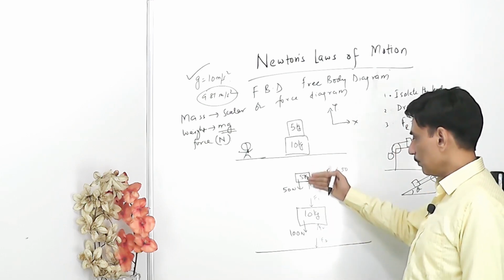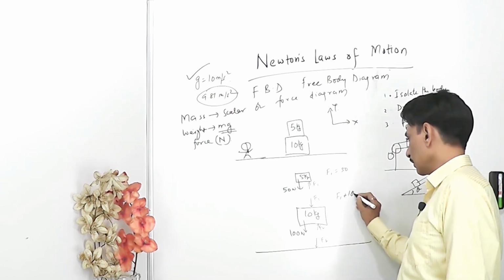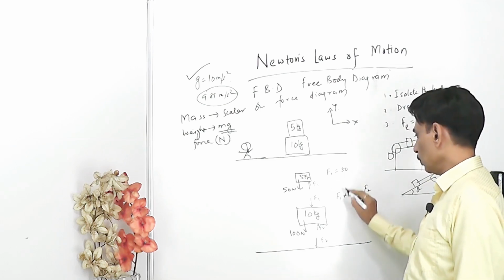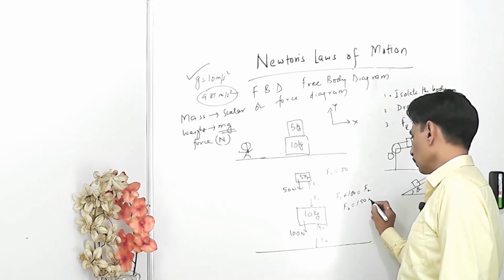This is neither going up nor going down. It means that the downward forces, F1 plus 100, should be equal to F2. We can put the value of F1, 50 Newton, over here. So 50 plus 100, F2 comes out to be 150 Newton.